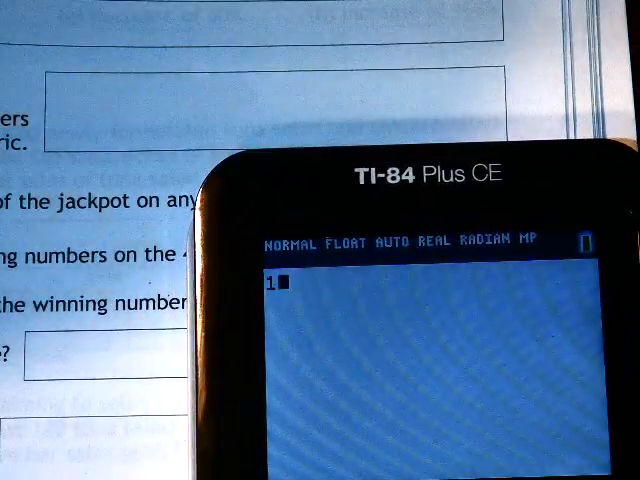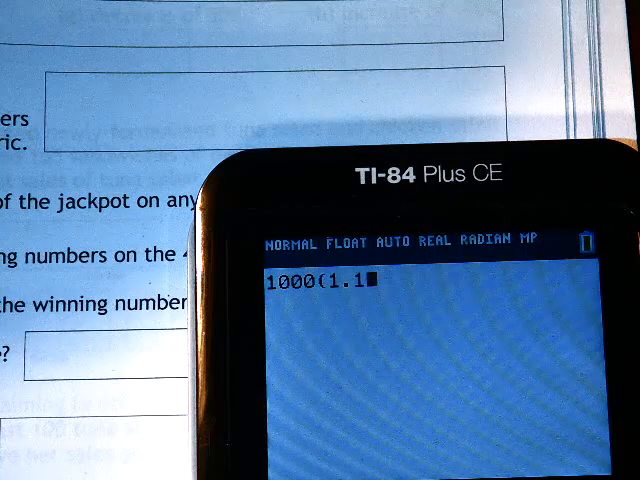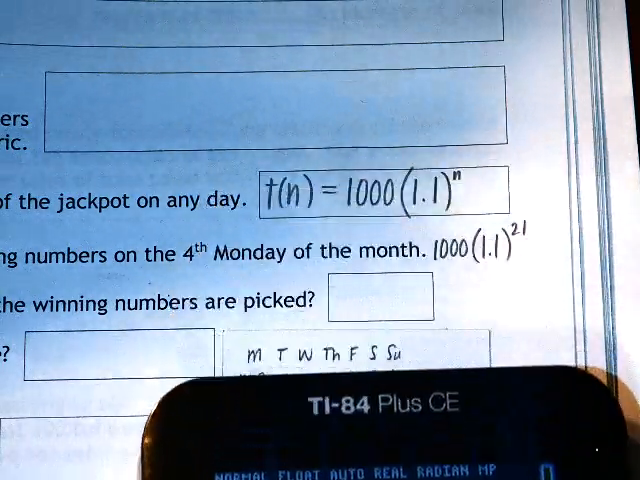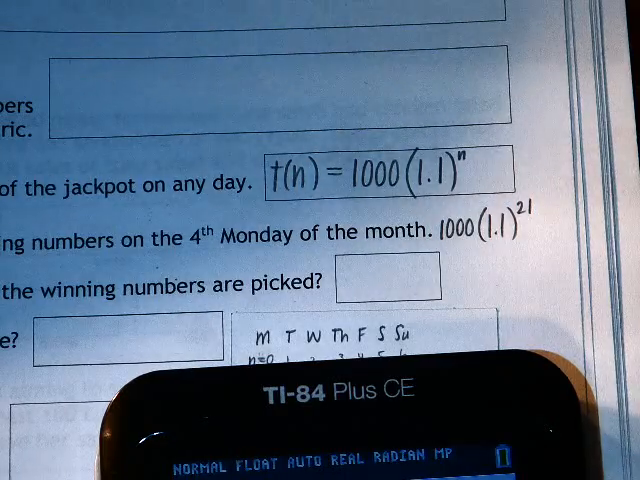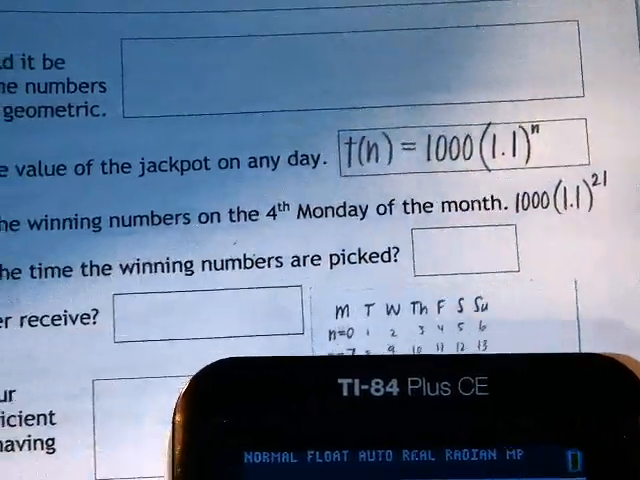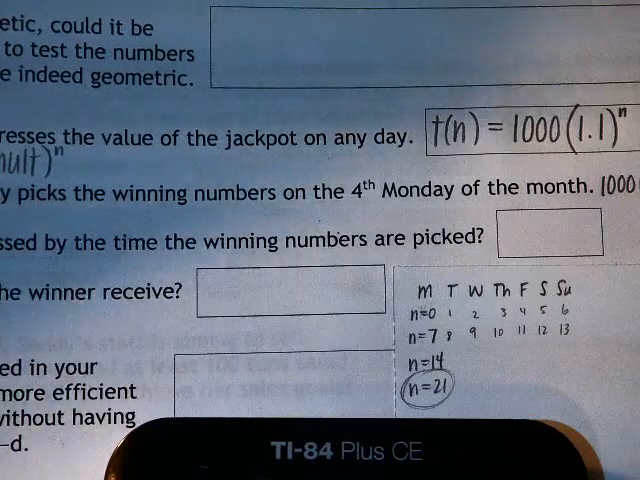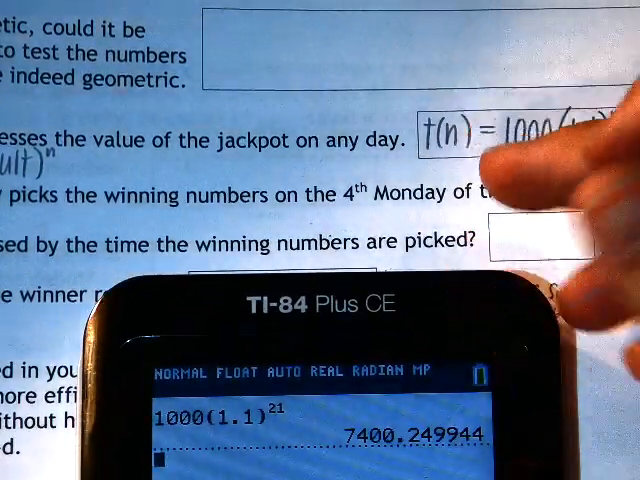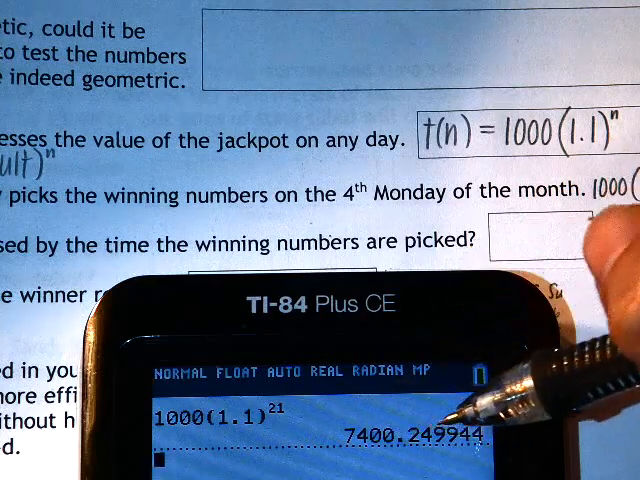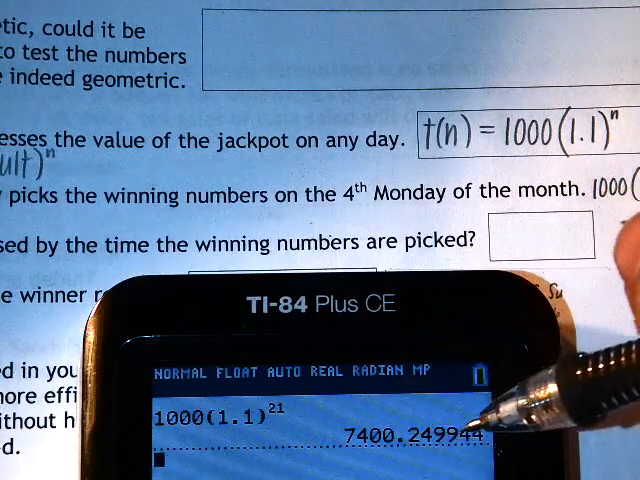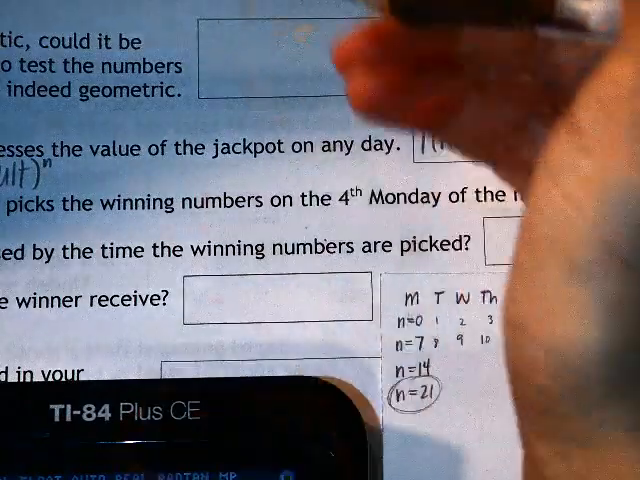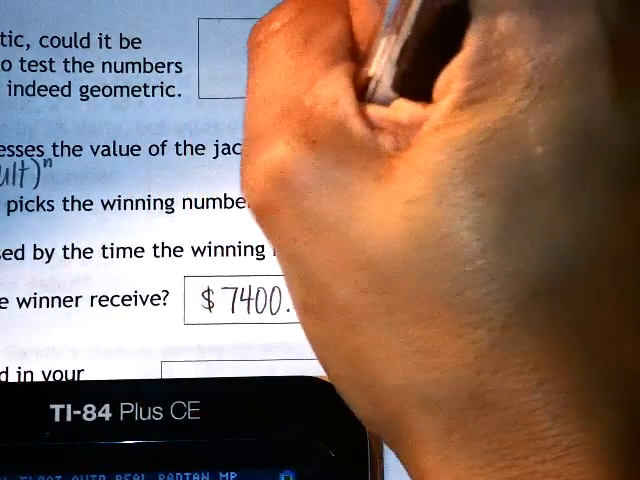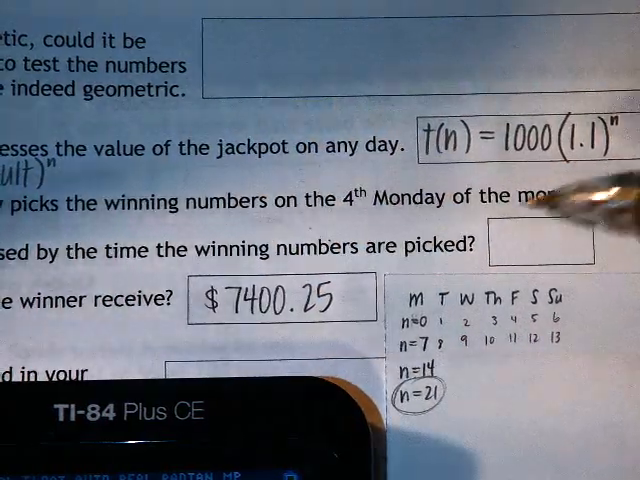And now we can simply do this. 1,000 times 1.1 to the power of 21, which gives us about $7,400 by the time it's all said and done. Now, of course, you can round your answer however you'd like. Usually I recommend that you round your answer to dollars and cents, because that, of course, is what the problem is referring to. So I would probably write my answer as 7,400.25.